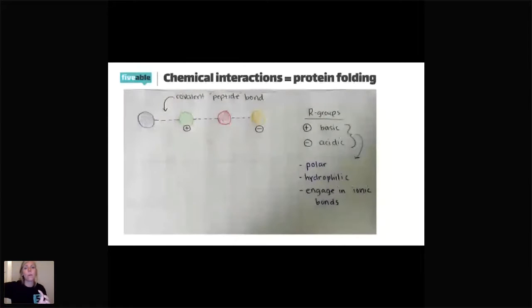And then the other ones who maybe are negative and negative, they're going to stay away from each other, okay? And you get this intricate folding that starts to happen. And it plays the most amazing role in making your protein the perfect protein to do its job.